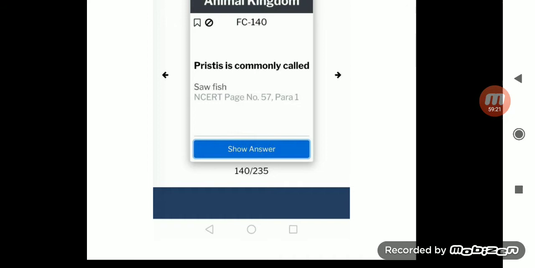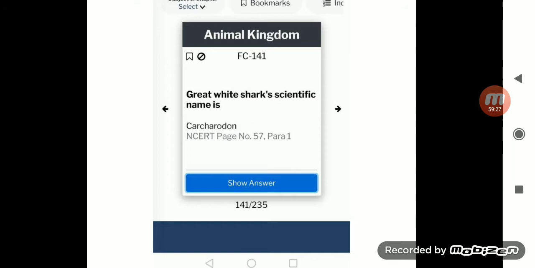Great white shark's scientific name is Carcharodon.